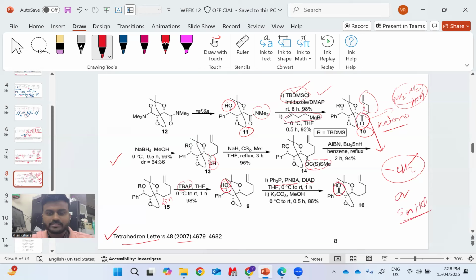So you know the Mitsunobu reaction. Basically, we get inversion in stereochemistry after the Mitsunobu reaction, and it depends upon which nucleophile we are using. Here the nucleophile is itself the hydroxy group. So we get the inverted compound, the hydroxy group with inversion in stereochemistry.